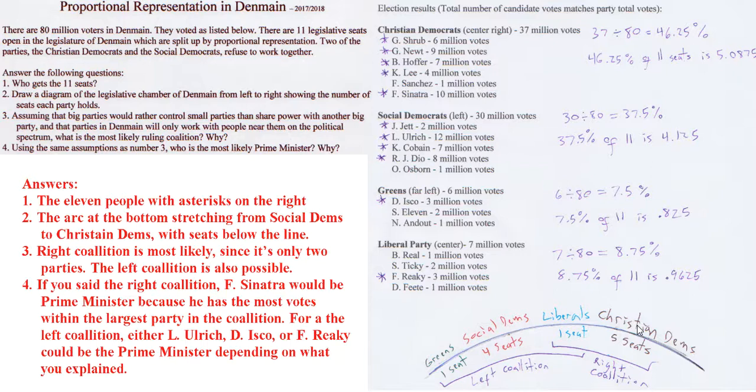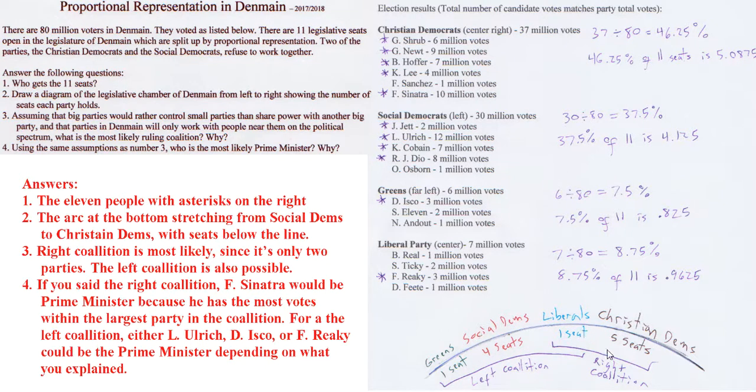So it's probably going to be F. Sinatra. In a left-wing coalition, same kind of logic holds. It's probably going to be a social democratic prime minister, and that in this case would be L. Ulrich. And so he would then be prime minister. But again, F. Reekie could say, if you don't make me the prime minister, I'm going to go with the Christian Democrats, and F. Reekie could become prime minister. Or the Greens, in some weird situation, D'Isco could be like, I demand the prime ministership, and he might pull that off. But most likely it would be L. Ulrich if it was a left-wing coalition.